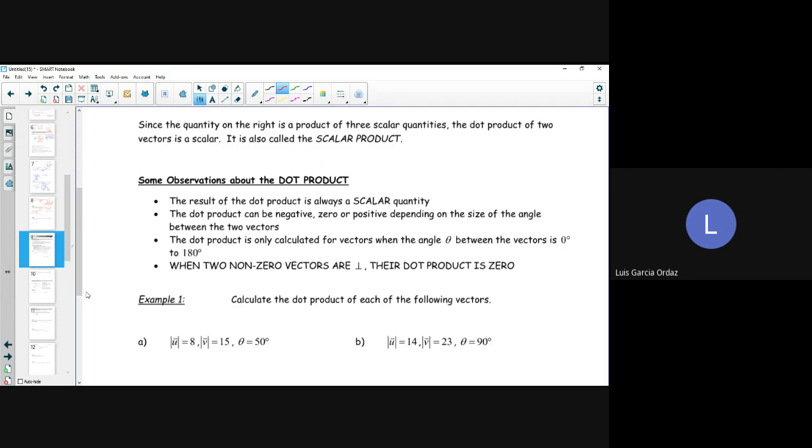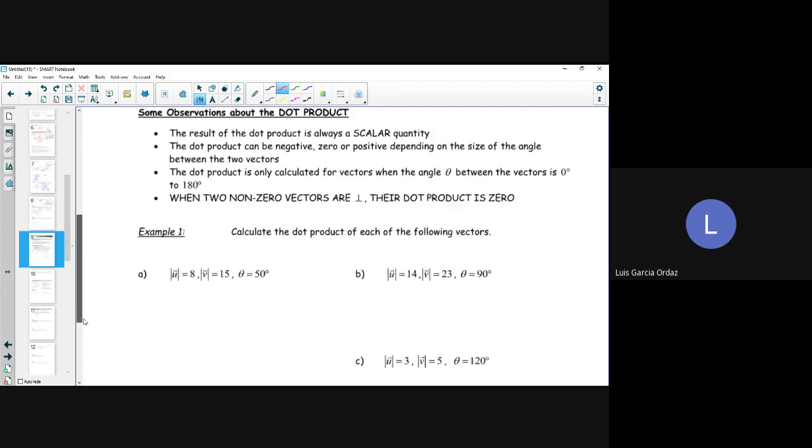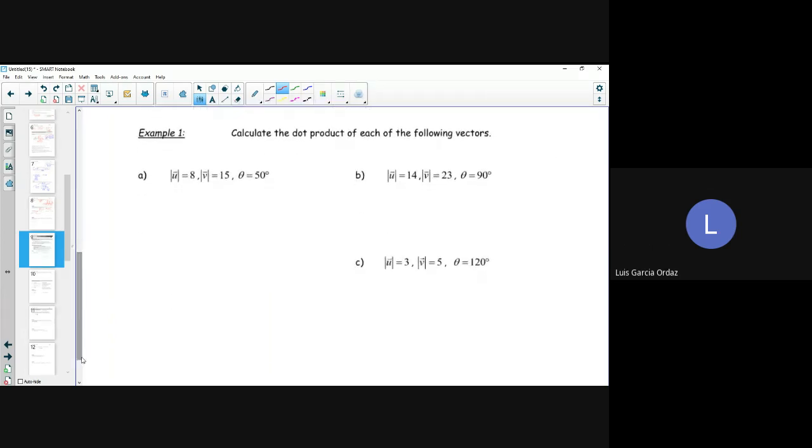So we're just going to be using the definition from above. Let's calculate the dot product of each of the following vectors. The magnitude of u is 8, the magnitude of v is 15, and theta is 50. So u dot v is going to be 8 times 15 times cos of 50, which gives me a value of about 77.13. So I have a positive dot product, which means that my angle is going to be an acute angle.